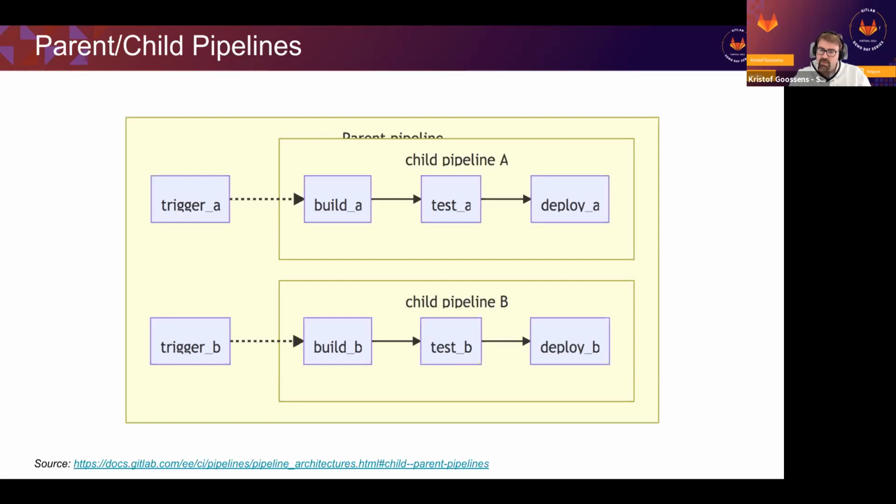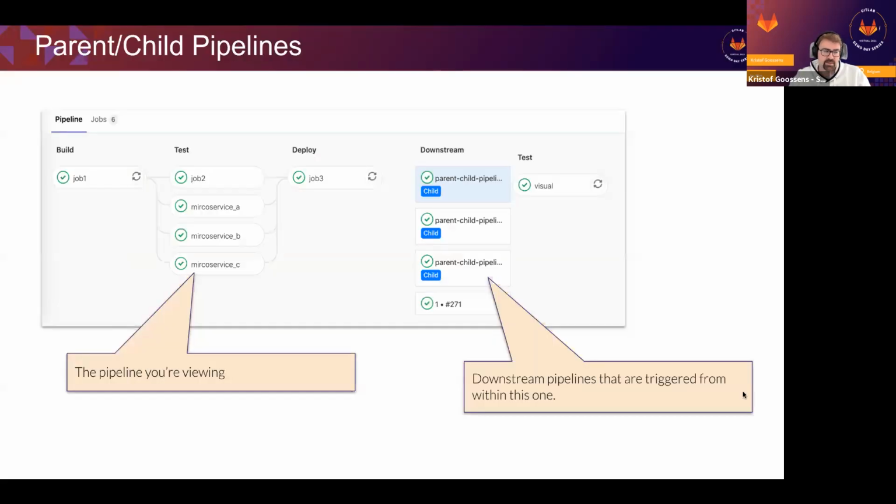This is essentially being visualized like this. So you will have a downstream pipeline that is being triggered. So whenever, in this example, there was a change in microservices A, B, and C, these will trigger their own child pipelines based on that change. And that will be visualized in the downstream job, which will then show, if you click on it, all the different jobs that are part of that child pipeline.